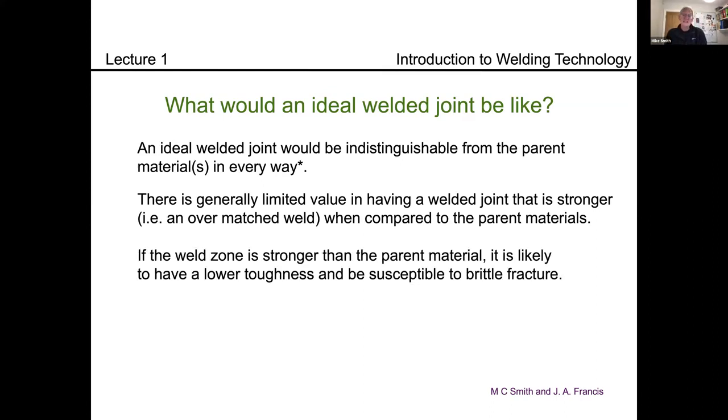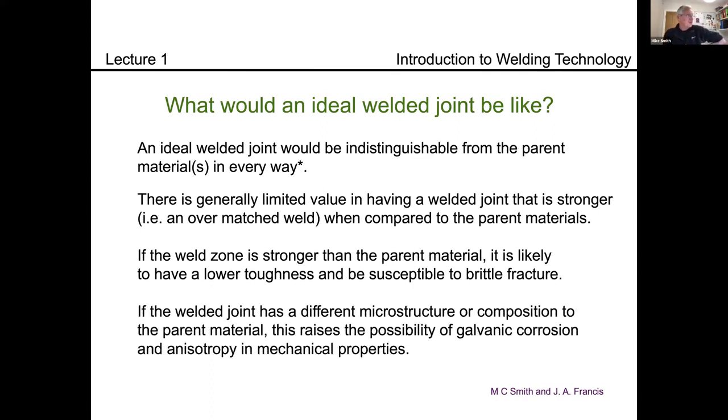The other problem is certainly in steels. If the weld zone is stronger than the parent material, it's likely to have a lower toughness and to be more susceptible to brittle fracture, which you do not want. If the welded joint has a different microstructure or composition to the parent material, this raises the possibility of galvanic corrosion, which you don't want, or anisotropy in mechanical properties. And we will see later on that actually it's very, very difficult to make a weld with a microstructure that's indistinguishable from the parent material. In fact, it's probably impossible.